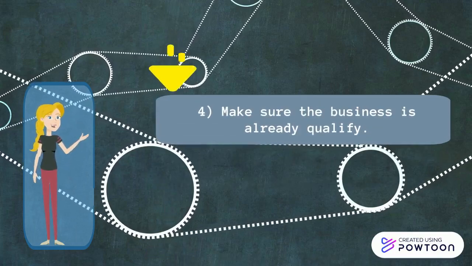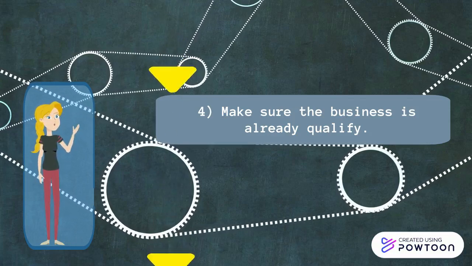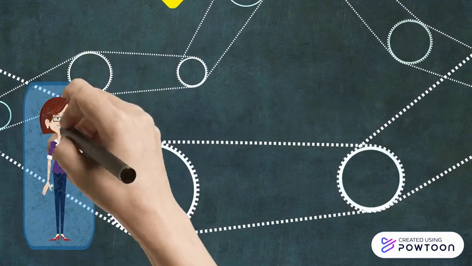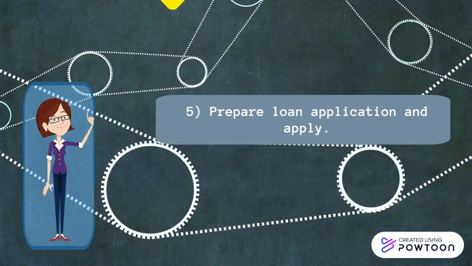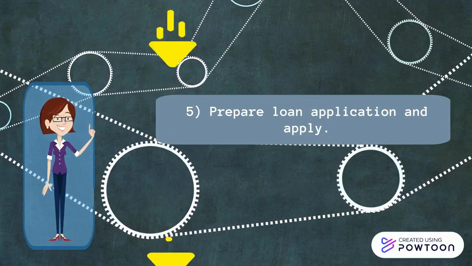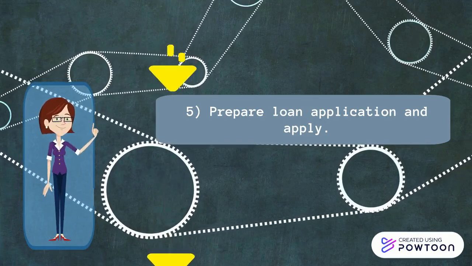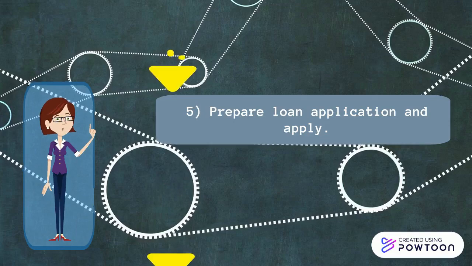Next, make sure the business is already qualified. For example, make sure that the business has already followed the criteria, such as a decent credit score. Next is to prepare the loan application and apply. So basically, the borrower needs to be prepared by preparing important documents and applying for the loan. People nowadays can apply for a short-term loan online.